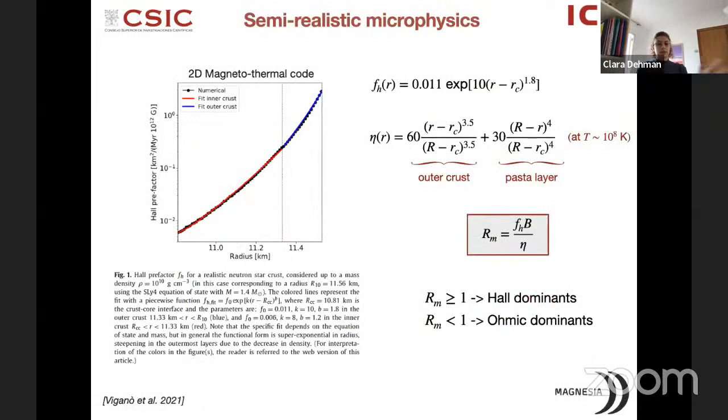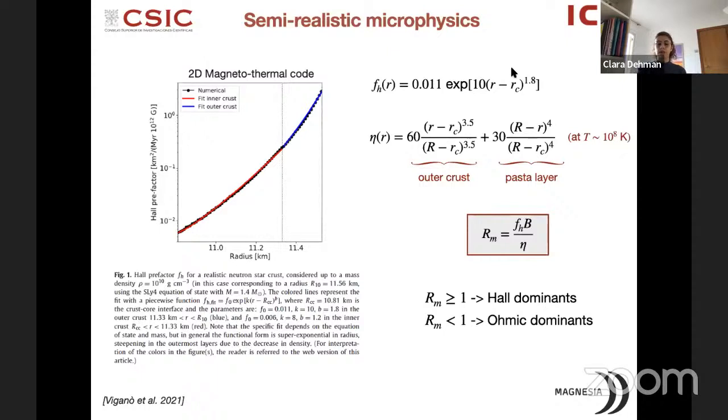Okay, here I will just mention a bit about what the analytical profiles used in this work are. We have to give two microphysical property expressions. One is the Hall prefactor and the other is the magnetic resistivity. For the Hall prefactor, we have this fit that was determined by Daniele in his 2021 paper. It's a fit of the realistic microphysics of the 2D magnetothermal code. So we use the same fit, and like that we are providing some realistic results.